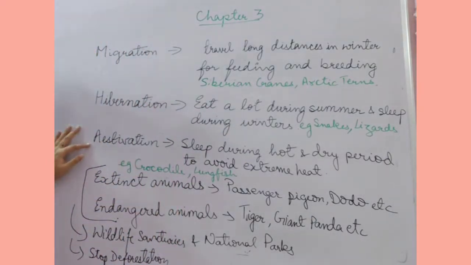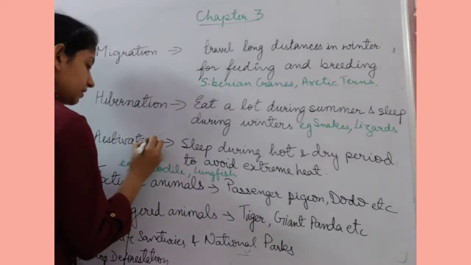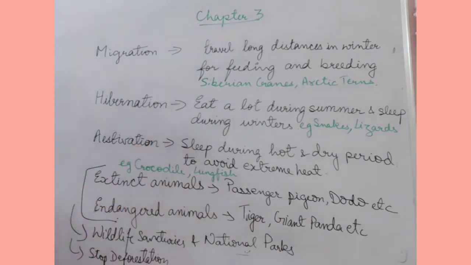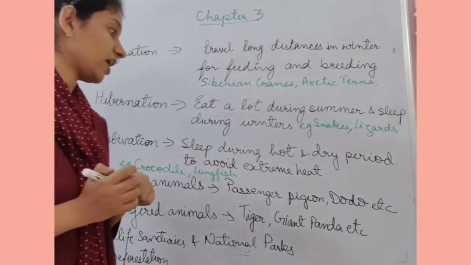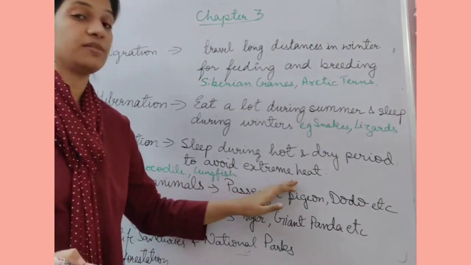Next, the term is estivation. Estivation is sleep during the hot and dry period to avoid extreme heat.